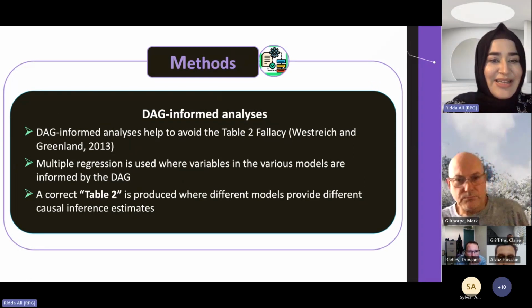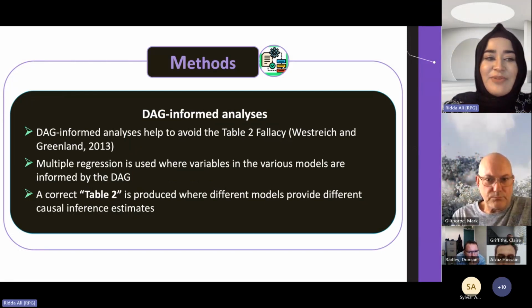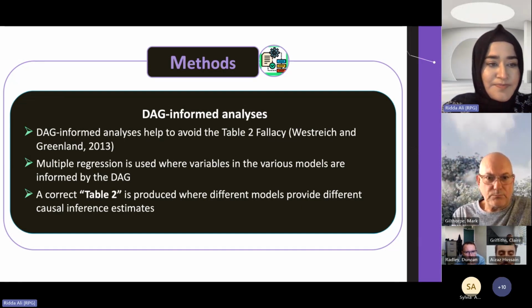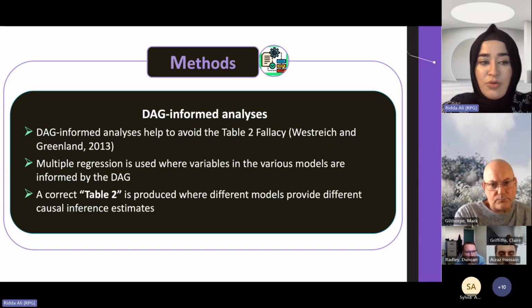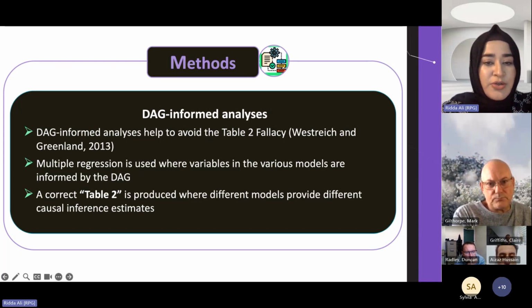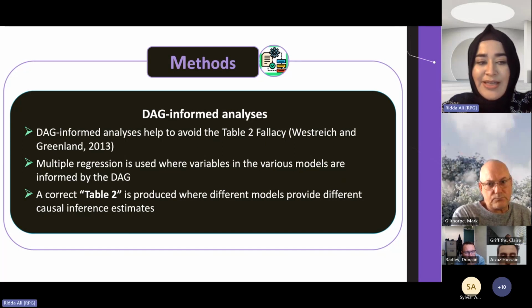So the DAG-informed analysis helps to prevent the Table 2 fallacy, which is the misinterpretation of the model estimates when the same adjustment set is used for all the variables. Multiple regression is used where variables in the various models are informed by the directed acyclic graph, and a correct Table 2 is produced where different models provide different causal inference estimates. All the analyses were conducted using standard regression, the lm (linear model) package in R within the RStudio platform.